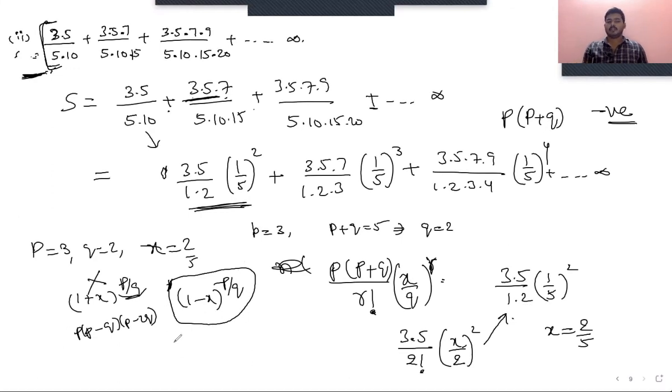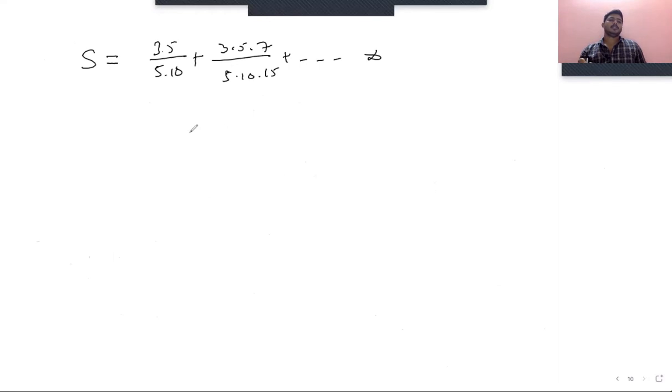So we already know the value of x, p and q, but the problem here is this expression is not complete. The first term and second term are missing. So if you write them also, the expression is s equal to 3 by 5 into 5 by 10 plus 3 into 5 into 7 by 5 into 10 into 15 plus and so on up to infinity, right? So we already came to know that it will be in the form of 1 minus x whole power minus p by q when the value of p is equal to 3, q is equal to 2 and x equal to 2 by 5.